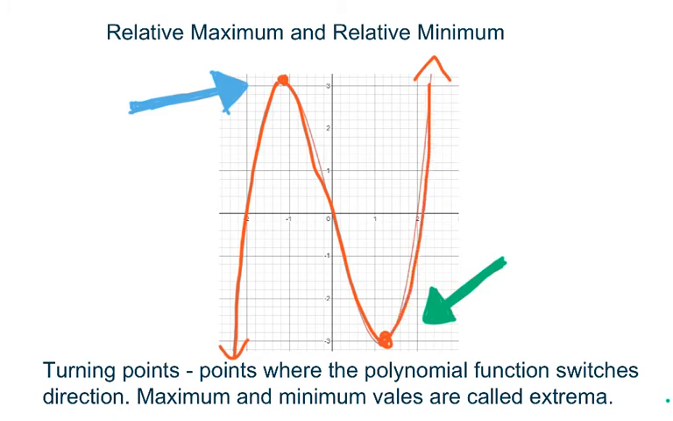So turning points are where the polynomial function switches direction. And another word for this is called extrema. Sometimes they say extrema, but it sounds like they're saying excrement, so it sounds like poop, and I don't say that. So I call it extrema.